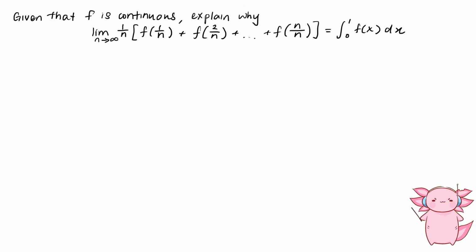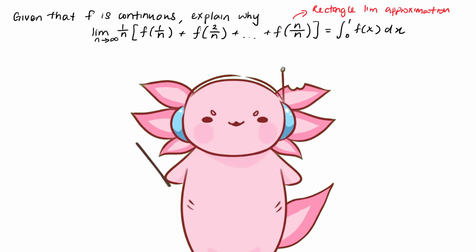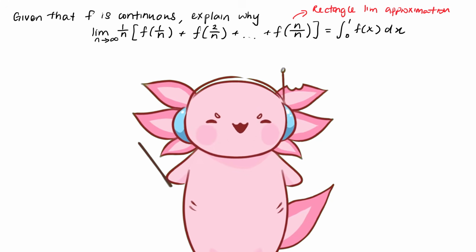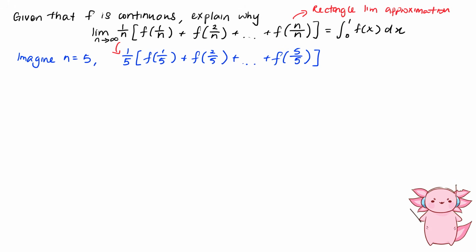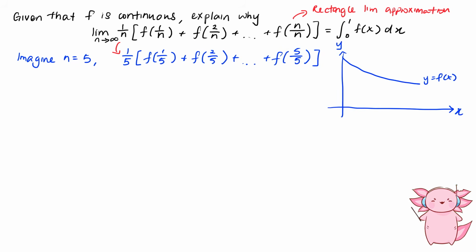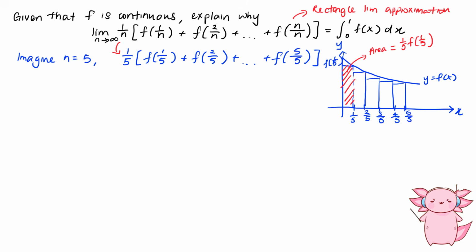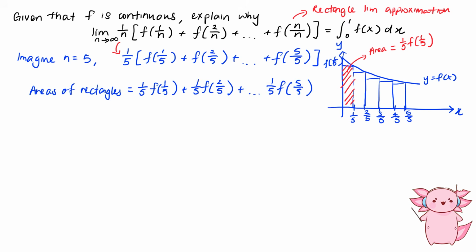Okay, it's time for the bonus round, which I call the rectangle approximation integration question. So let's set n equal to 5 and sub it into the equation, and it will look something like this. If I draw a random graph of f of x at 1/5, we can get the height of the rectangle to be f of 1/5, and so the area of this rectangle over here is 1/5 times f of 1/5. And after adding up all the areas of the rectangles, we managed to get the equation that we came up with just now.